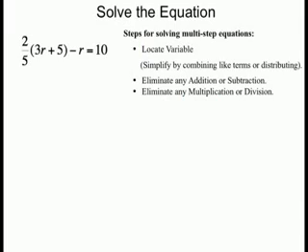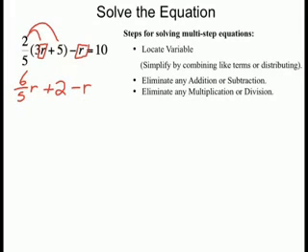In our next equation, first thing to do is locate our variable r. We have r located in two different locations. Now we must simplify by combining like terms or distributing. Now in this case, because we have a fraction in the front, we cannot multiply both sides by its reciprocal because we are subtracting r after the parentheses. So we must distribute the 2/5. So we have 2/5 times 3, which equals 6/5 r, and 2/5 times 5, which equals 2. So we have 6/5 r plus 2 minus r equals 10.